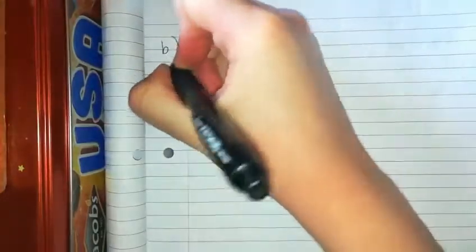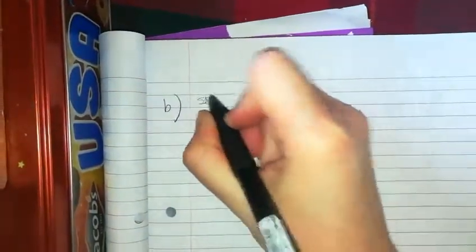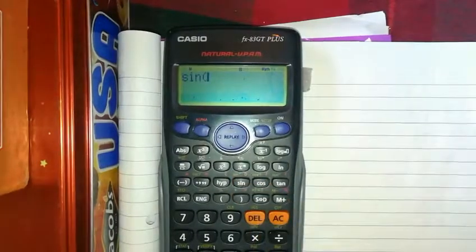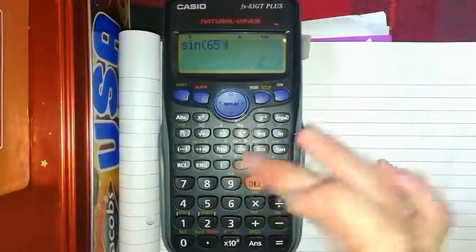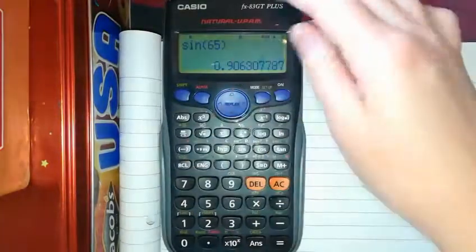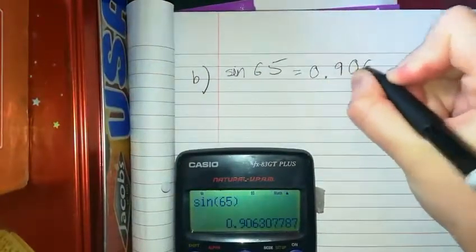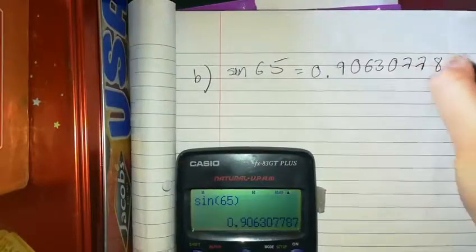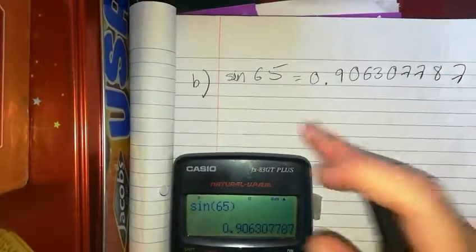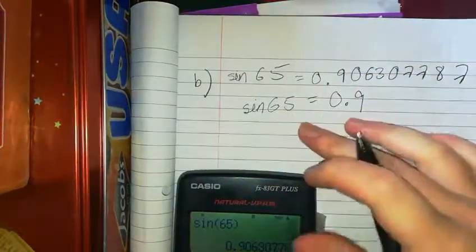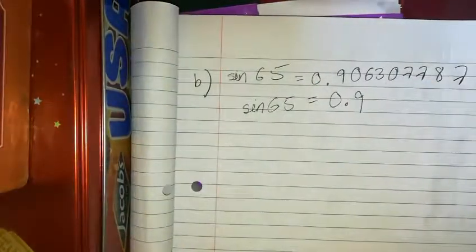And then part B, we are asked to use our calculator to find the value of sin 65, and give your answer correct to one decimal place. So to get sin 65 on our calculator, the first button I press is the sin button, then I press 65, and then I close my bracket. I get a really long number, 0.906307787. But they ask correct to one decimal place, so I'm going to correct that. Sin 65 is equal to 0.9. It's not unusual to get a very long decimal number when we're dealing with sin, cos and tan.